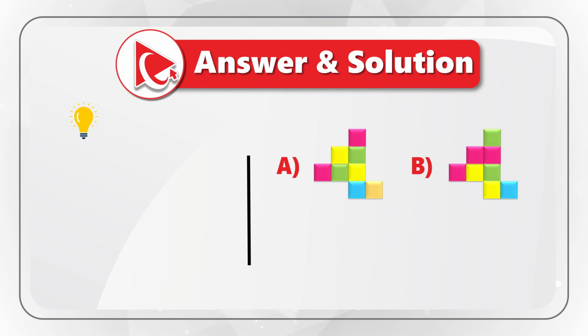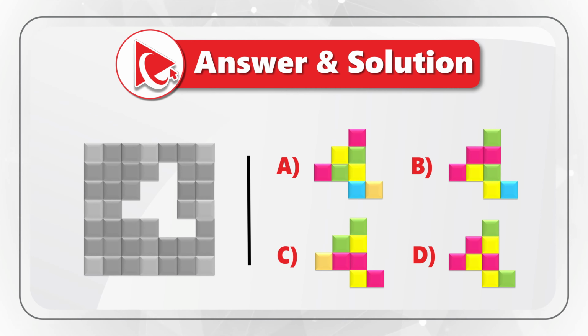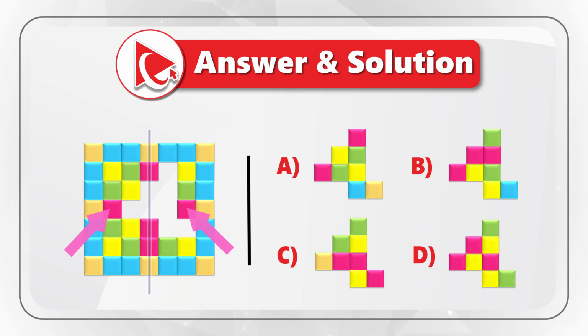What's interesting about this question is that all objects will fit into the gap, but not all combinations are symmetrical. Let me demonstrate this. Let's try choice A. As you can see, it fits perfectly. Let's try choices B, C, and D, and as you can see, they all fit into the gap. So to answer the question correctly, we need to understand what is symmetrical. The definition of symmetrical objects or shapes is that they have identical halves that mirror each other.